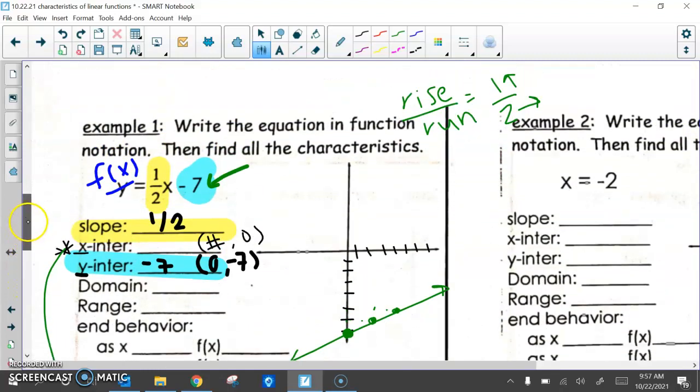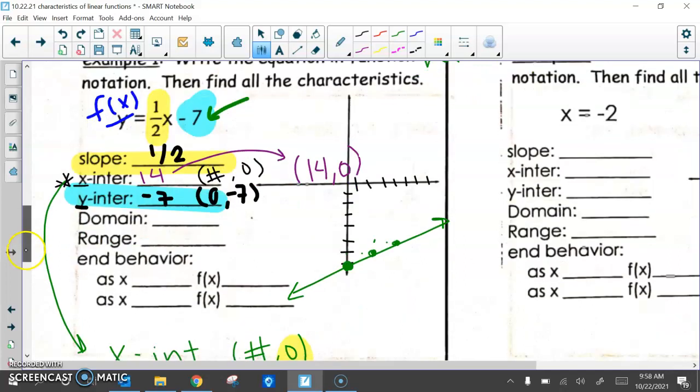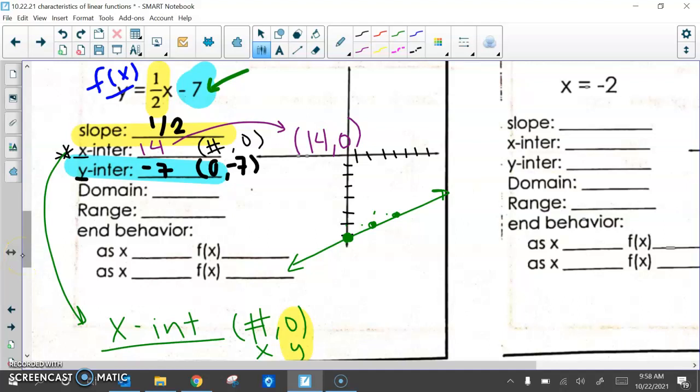So we're going to go back up here, and it says your x-intercept, so it's 14, but I want you to practice writing it as a point. So the point for the x-intercept is actually going to be 14, comma, 0. Okay, next we have domain and range and the end behavior. Remember, the increase, decrease is always going to be given.